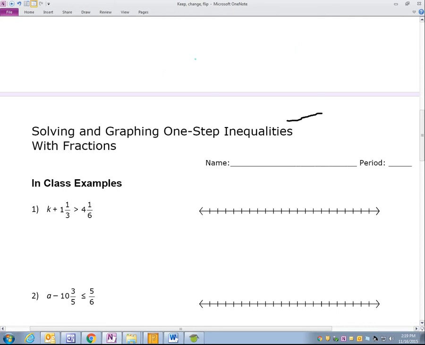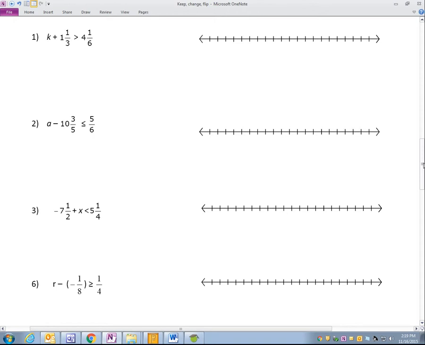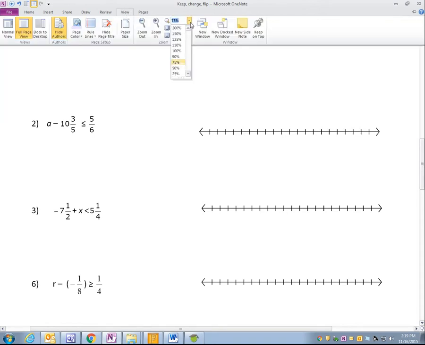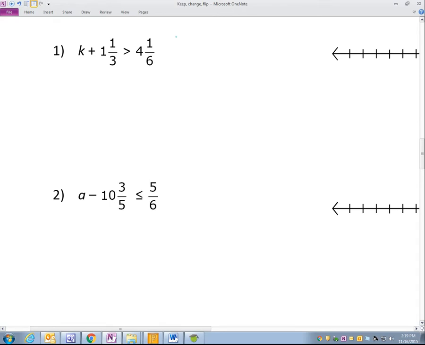All right, let's do some examples. Here we have solving equations like we've been doing, but this is inequalities like we did for the last week. Today is fractions. Tomorrow we're doing word problems, and then we have a quiz on Wednesday.